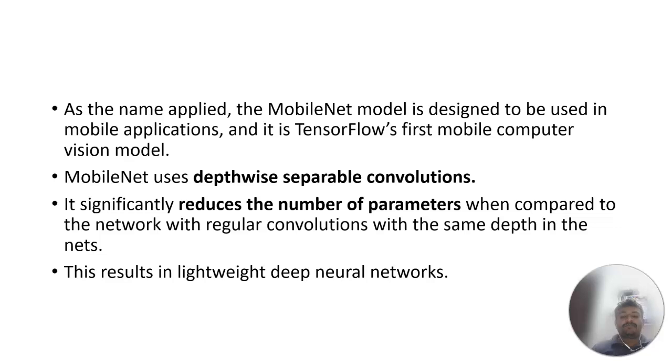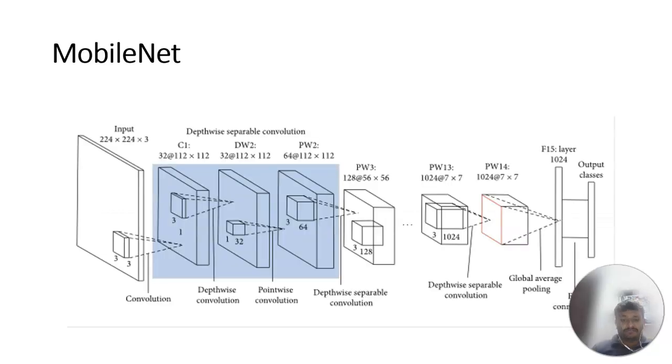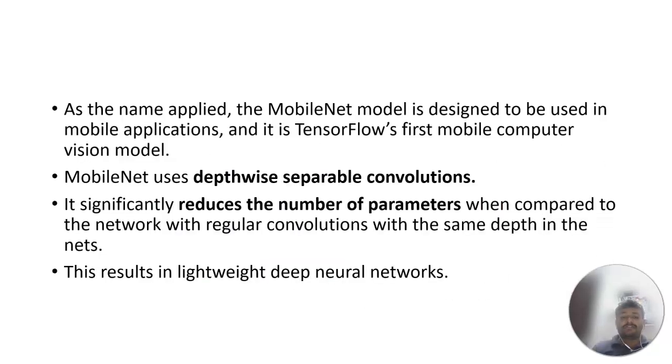MobileNet uses depth-wise separable convolutions, and it significantly reduces the number of parameters, which results in lightweight deep neural networks. Due to the smaller number of parameters, it reduces the computational complexity.